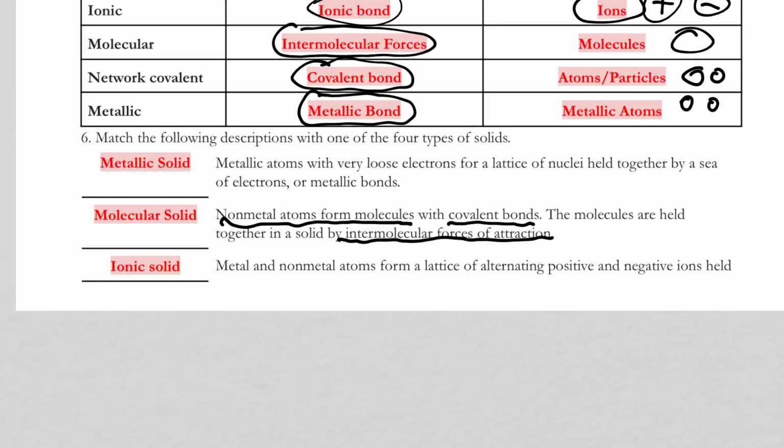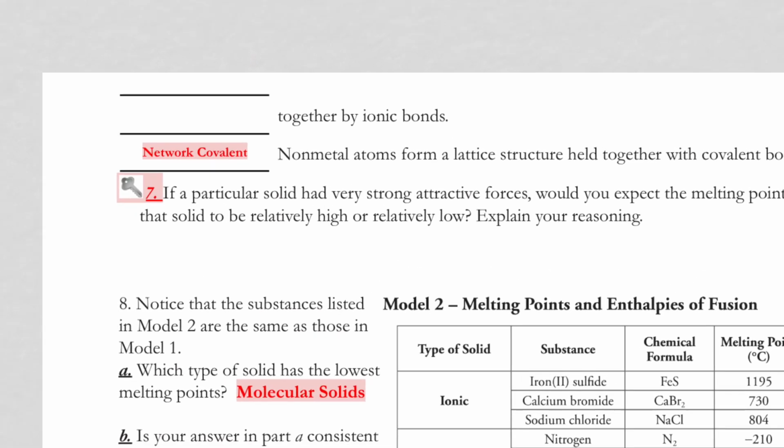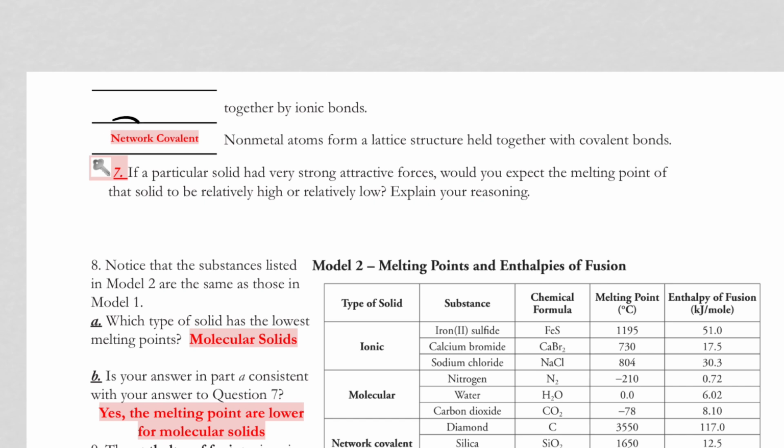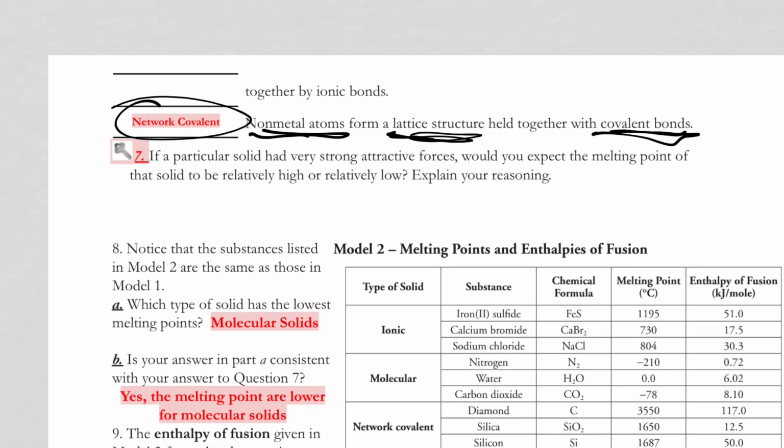Ionic solids, on the other hand, are pretty straightforward. They are just metal and nonmetal atoms. The metal usually forms the positive ion, and the nonmetal forms a negative ion, with alternating positive and negative ions held together by ionic bonds. And last but not least, network covalent solids are usually nonmetals or metalloids that form a lattice structure that usually has some kind of formula units, and that is bonded together by covalent bonds, hence the name network covalent.